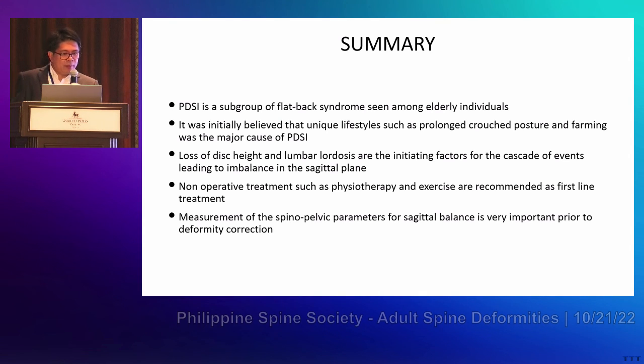So in summary, PDSI is a subgroup of flat back syndrome seen among elderly patients. It was initially believed that unique lifestyles such as prolonged crouch posture during agricultural work and activities of daily living were the main cause of this condition. However, it was proven later on that it's multifactorial. Loss of disc height and lumbar lordosis are the initiating factors for the cascade of events leading to imbalance and sagittal plane deformity.